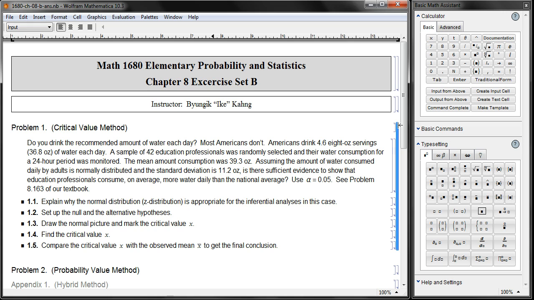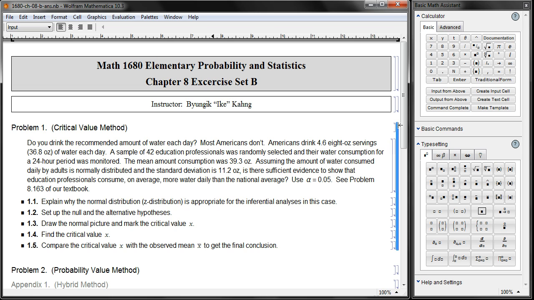Do you drink the recommended amount of water each day? Most Americans don't. Americans drink 4.6 8-ounce servings of water each day, which corresponds to 36.8 ounces. A sample of 42 education professionals was randomly selected and the water consumption for a 24-hour period was monitored. The mean amount consumption was 39.3 ounces. Assuming the amount of water consumed daily by adults is normally distributed and the standard deviation is 11.2 ounces, is there sufficient evidence to show that education professionals consume, on average, more water daily than the national average?